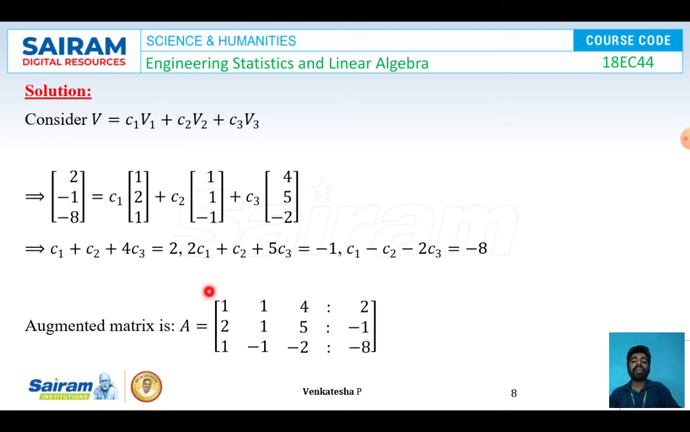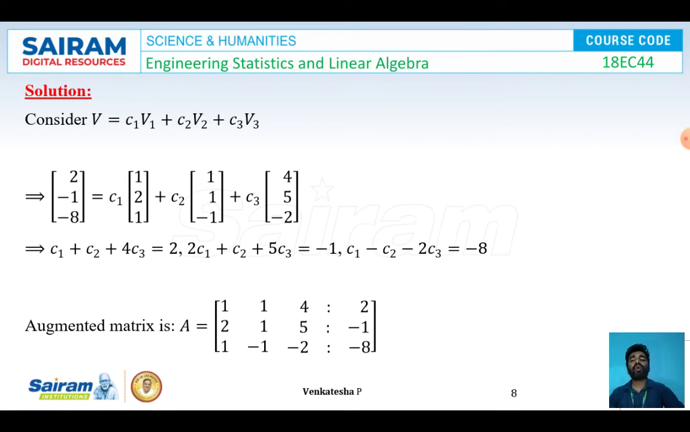So I'll be calling row 1 as R1, row 2 as R2, row 3 as R3. Now in the first step, I'll be converting the first entries of R2 and R3 to 0. To convert the R2 first entry to 0, the operation is R2 implies R2 minus 2R1. I'll be multiplying R1 by 2 and subtracting from R2. For the R3 row, the operation is R3 implies R3 minus R1, subtracting R1 directly from R3.